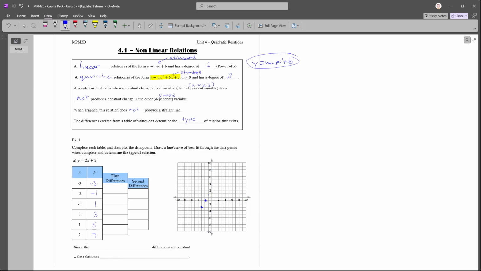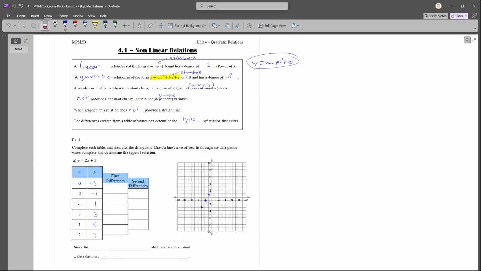-1 and 1. 0 and 3. 1 and 5. 1, 2, 3, 4, 5. Did I miss something here? I did. That one is in the wrong spot. You're in the wrong spot there, dude.